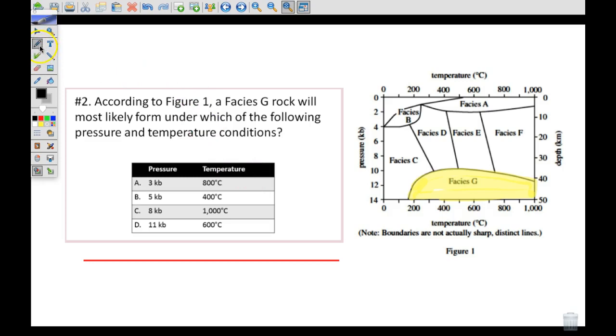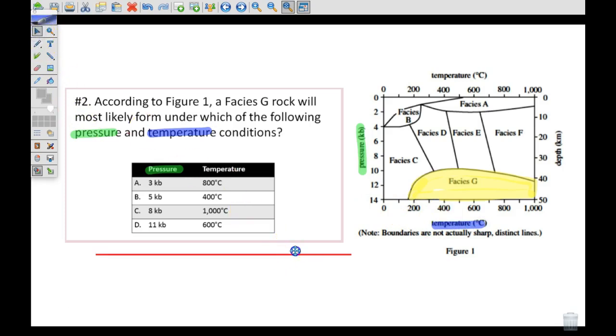In question number 2, it asks us to refer to Figure 1. And according to Figure 1, a facies G rock will most likely form under which of the following pressure and temperature conditions? So there is a lot of things going on here. We're looking at pressure, which is on the left-hand y-axis, and we're looking at temperature, which is on the x-axis. And then we need to isolate the facies G rocks. So that's been pre-highlighted for you on the screen in yellow.